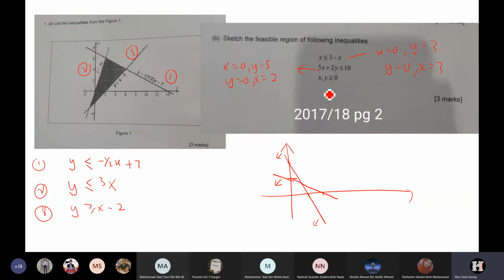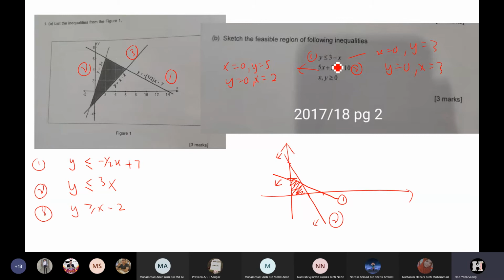Okay, and don't forget I have my x, y greater than 0, so bermaksud I hanya akan main di quadrant 1, so this one is here. Because I'm very lazy, so this is 1, this is 2, so this is 1, this is 2. Then this is another 3 marks. Because it's only 3 marks, if you wrongly sketch one line, definitely you will get about 1 mark only.